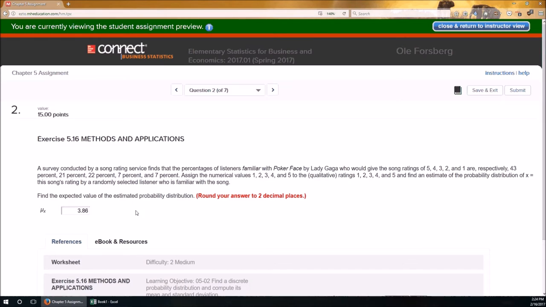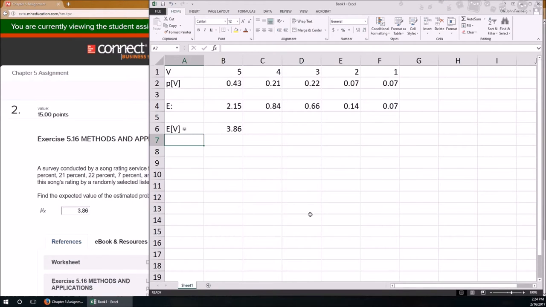And this is going to be true for all discrete random variables. Sometimes there are shortcuts to calculating the expected values and the variances and the standard deviations, but this method will always work. It's not always going to be helpful, especially if you have 400 possible outcomes. It's not going to be helpful in that case, but it will always work. And it's just the sum of each value times its probability, 3.86. Okay, so that was problem 2.